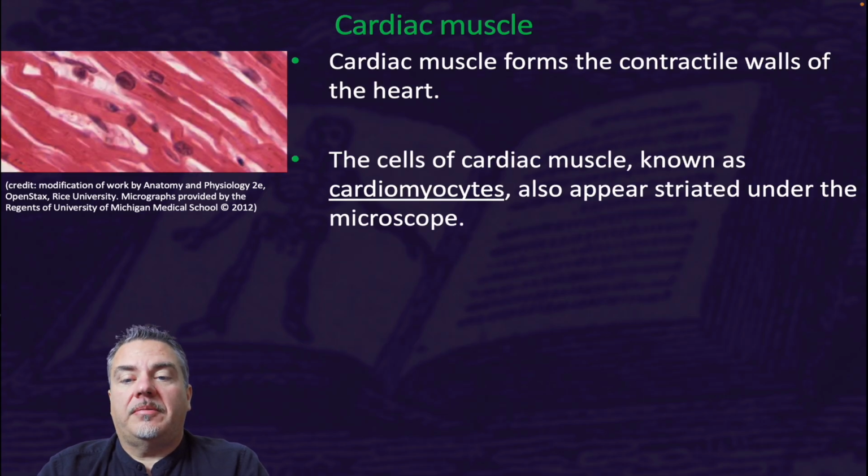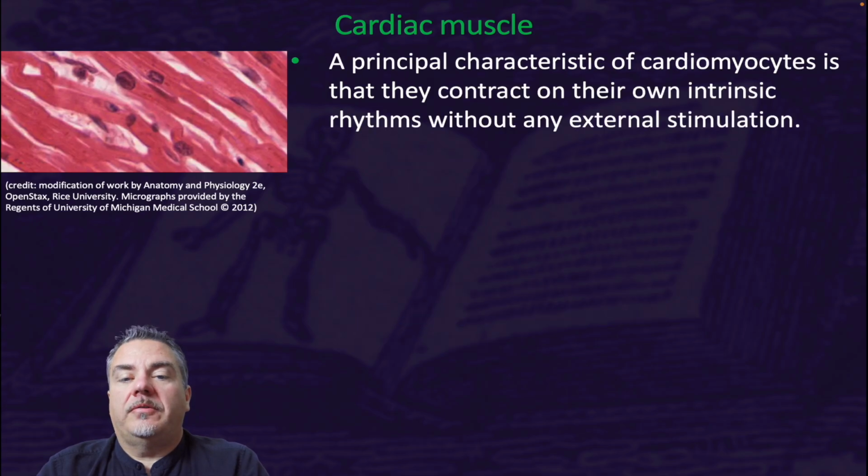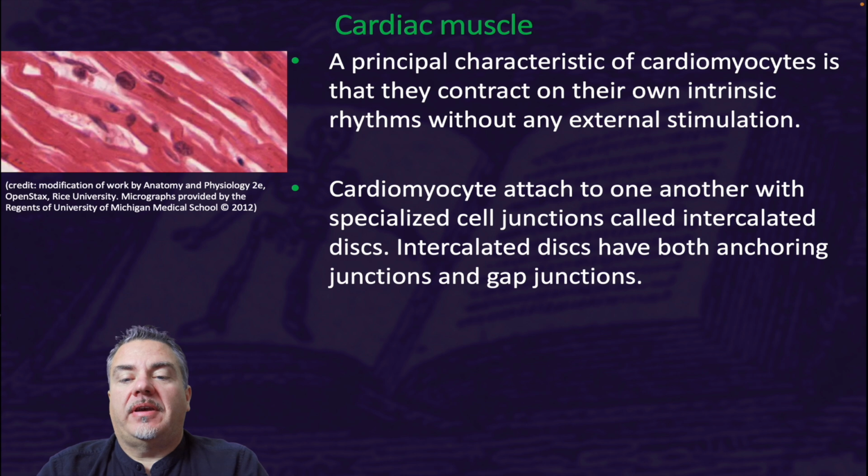The cells of cardiac muscle, known as cardiomyocytes, also appear striated under the microscope. Unlike skeletal muscle fibers, cardiomyocytes are single cells typically with a single centrally located nucleus. A principal characteristic of cardiomyocytes is that they contract on their own intrinsic rhythms without any external stimulation. Cardiomyocytes attach to one another with specialized cell junctions called intercalated discs.